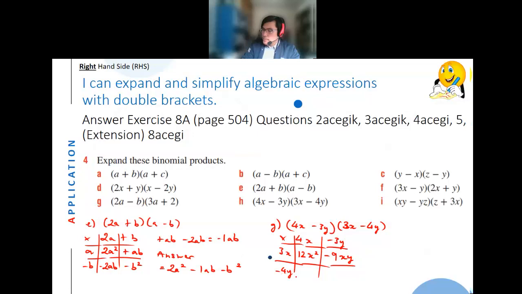Negative 3y times 3x. Negative and a positive is a negative. 3 times 3 is 9. And then we just have xy again. All right, and finally we've got negative 4y times negative 3y. Negative and a negative is a positive. 4 times 3 is 12. So it's going to be plus 12y squared. So we have negative 9xy and negative 16xy being like terms. So minus 9 minus 16, that's going to give us minus 25xy.